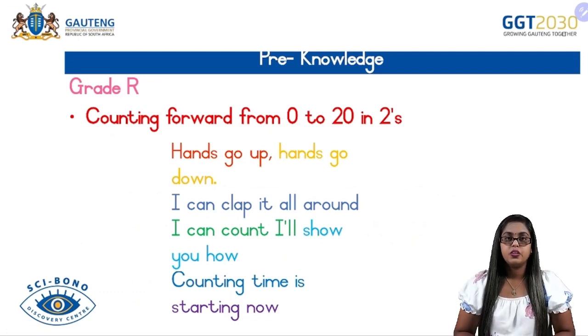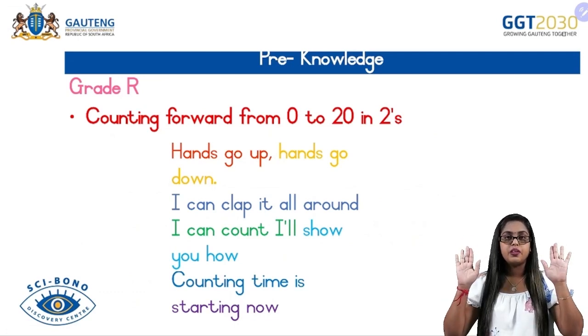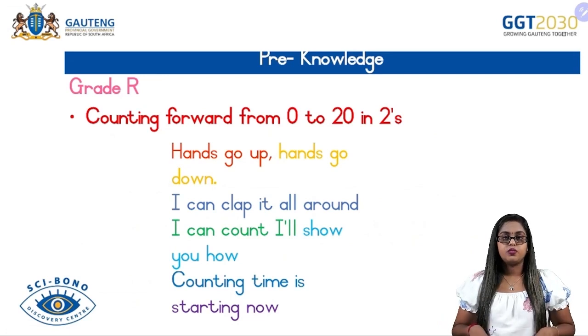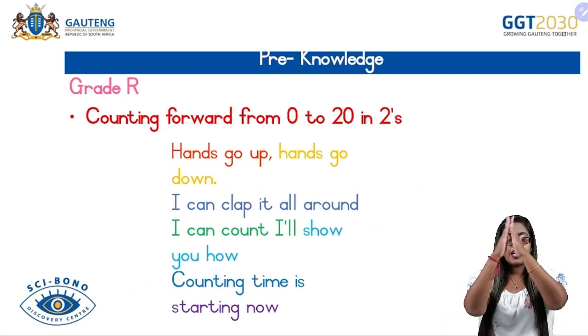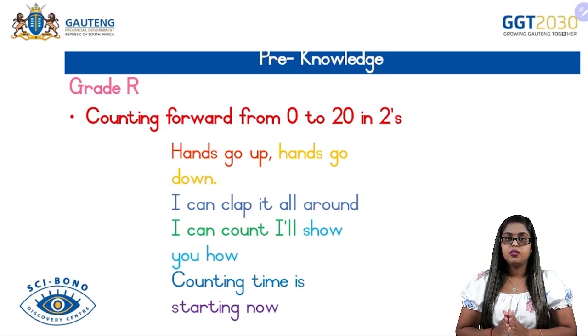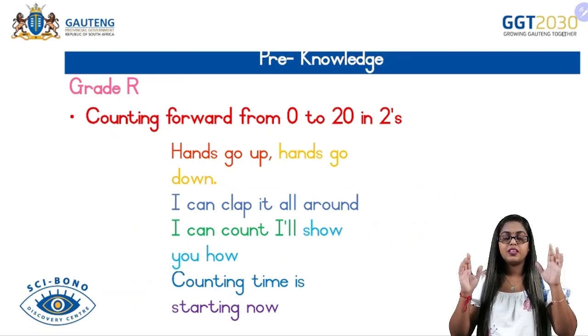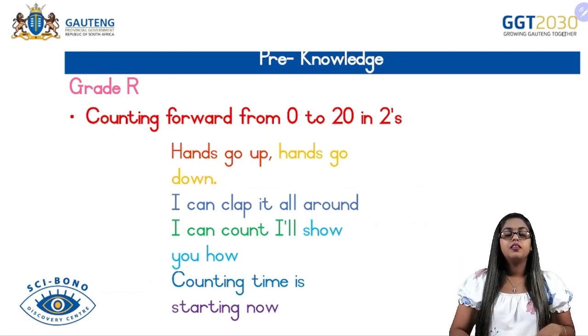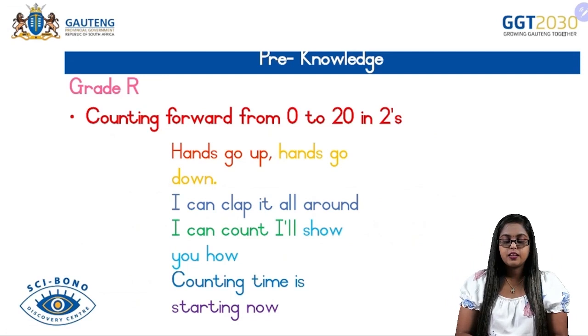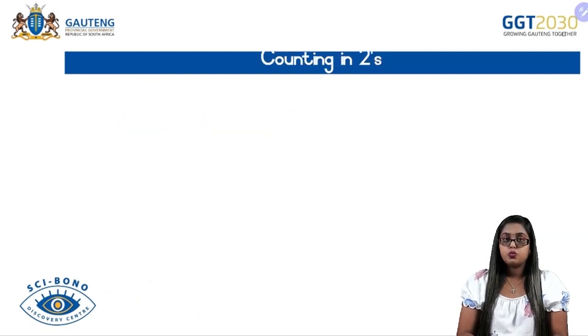So let's go. Hands go up. Hands go down. I can clap it all around. I can count. I'll show you how. Counting time is starting now. Good job. Well done.